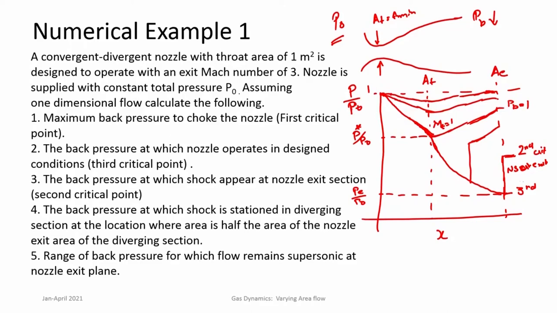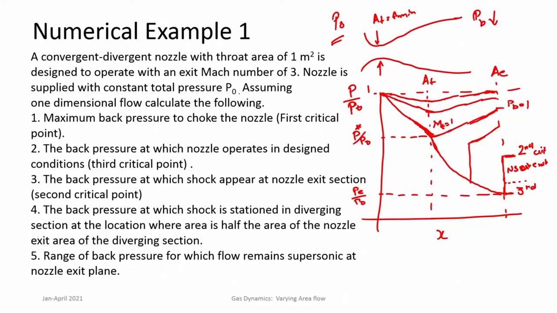If the pressure is slightly above the third critical point, then that flow is called an overexpanded flow, and oblique shocks are generated because the pressure at the exit of the nozzle is now no longer equal to that of the back pressure. Back pressure is slightly higher, exit pressure is slightly lower than back pressure, and oblique shocks develop as a consequence.